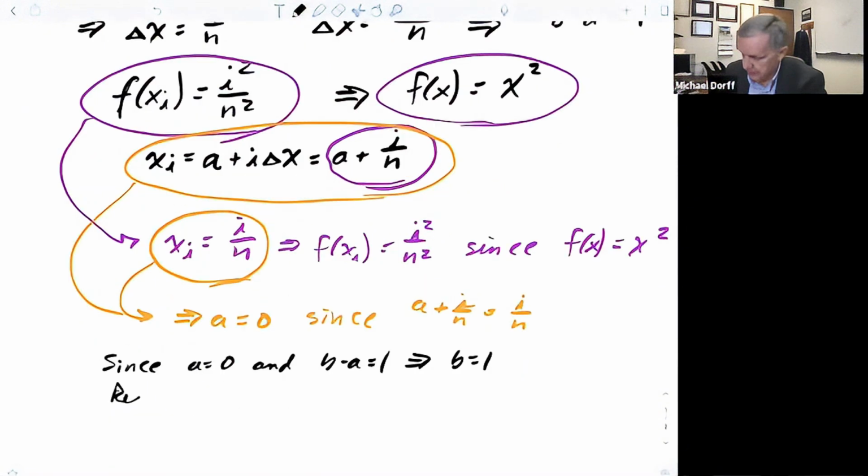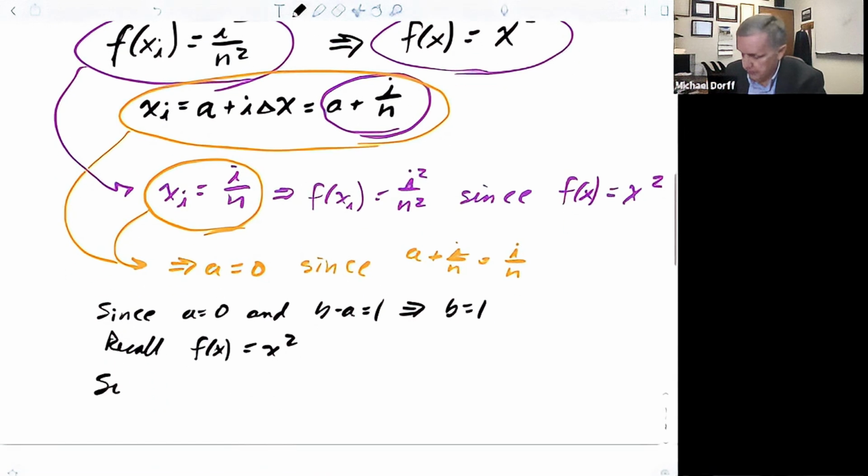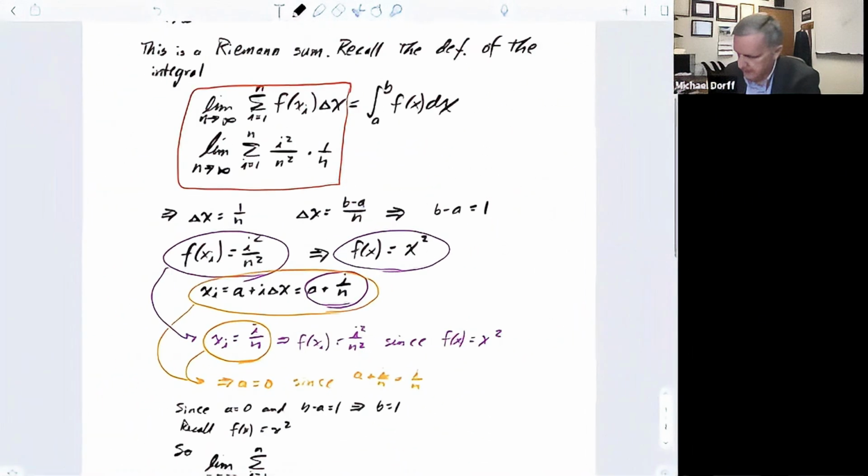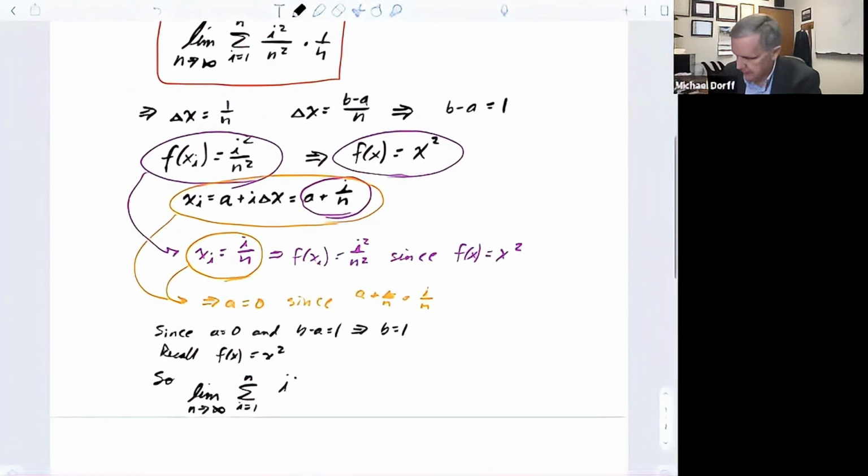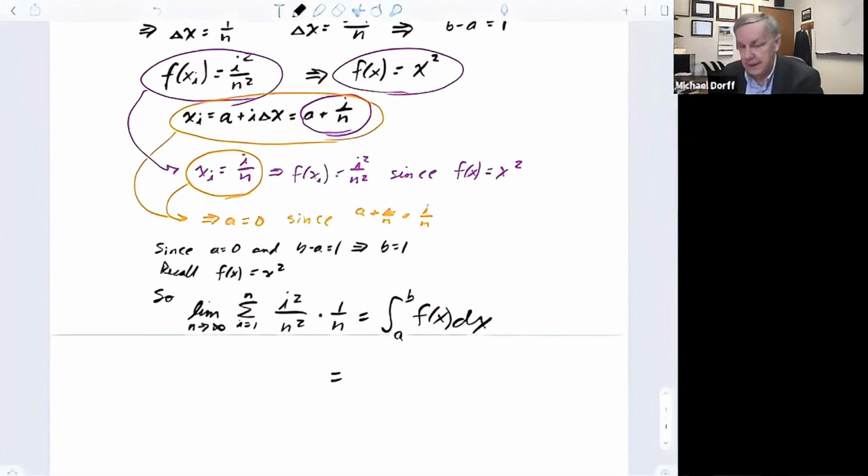And recall what we did before, that f of x equals x squared. So my Riemann sum, the limit as n goes to infinity of the sum i equals 1 to n of what I originally had, i squared over n squared times 1 over n, is going to equal the integral from a to b of f of x dx. We know what a, b, and f are now: a is 0, b is 1, and f of x is x squared.